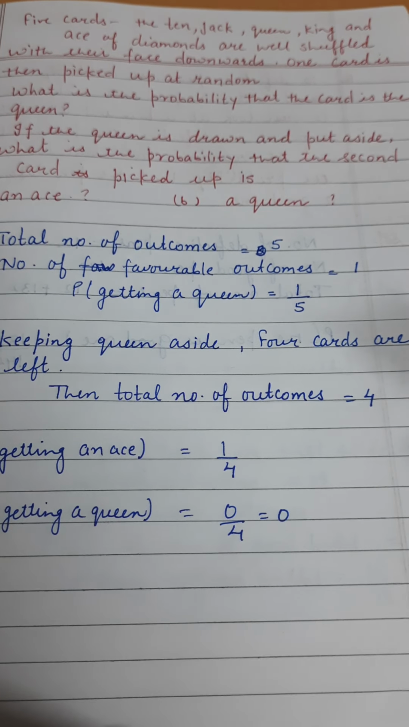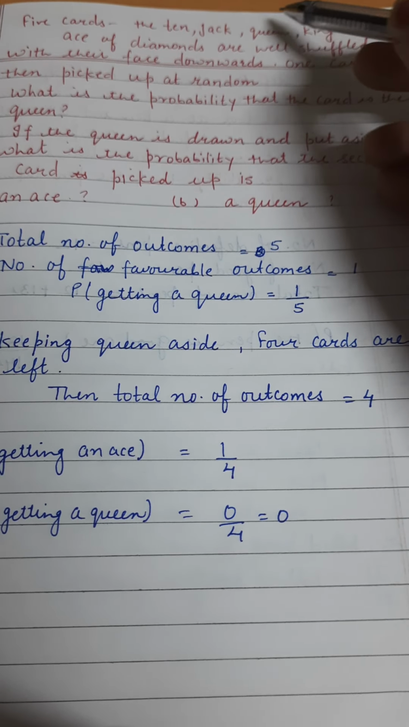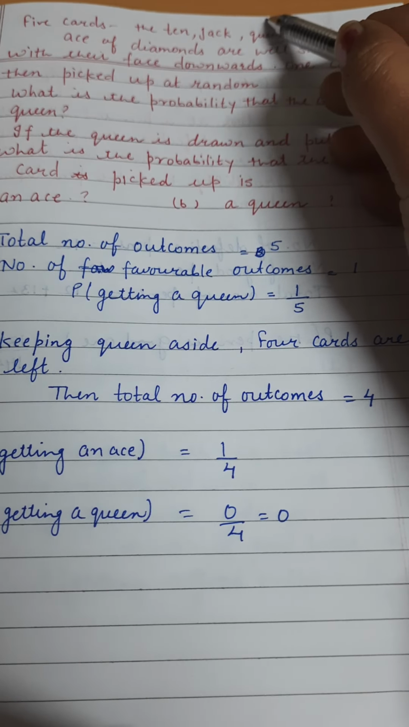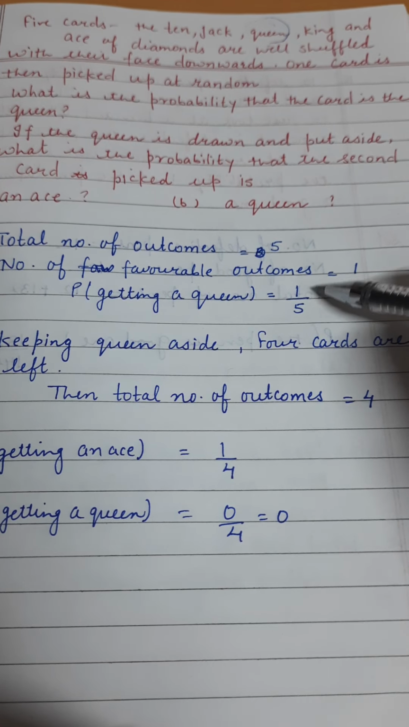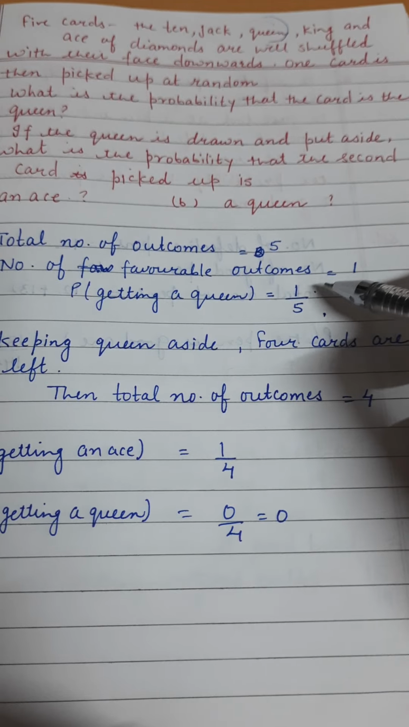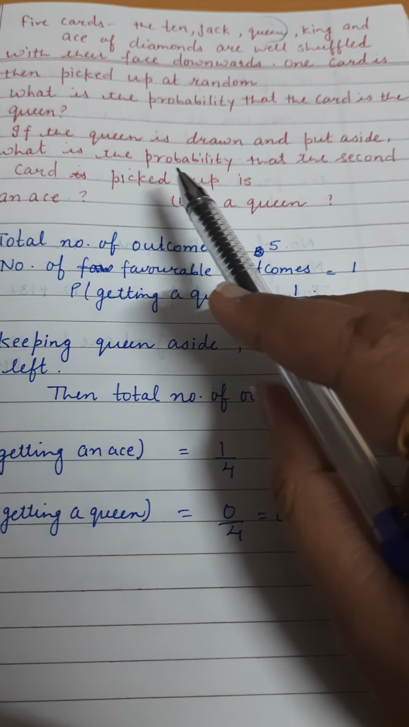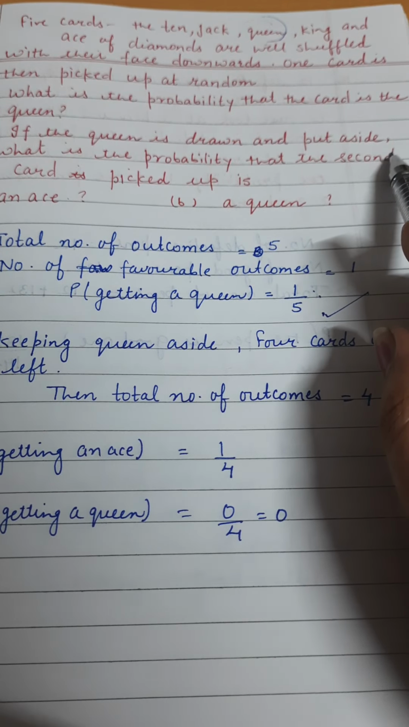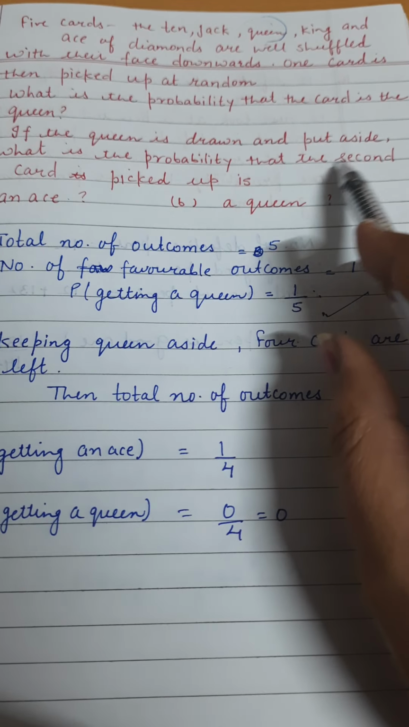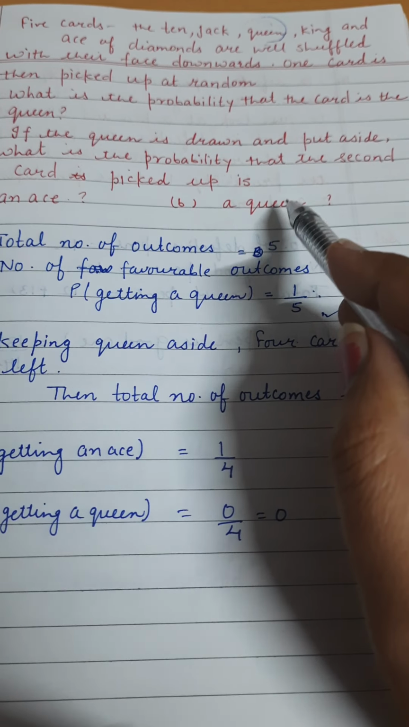We have to calculate the probability of a queen. Since we are taking out 5 cards only and there is 1 queen only, the number of favorable cases will be 1 and the total number of outcomes will be 5. So the probability of getting a queen will be 1 upon 5. Now second, if the queen is drawn and put aside, what is the probability that the second card picked up is an ace or a queen?